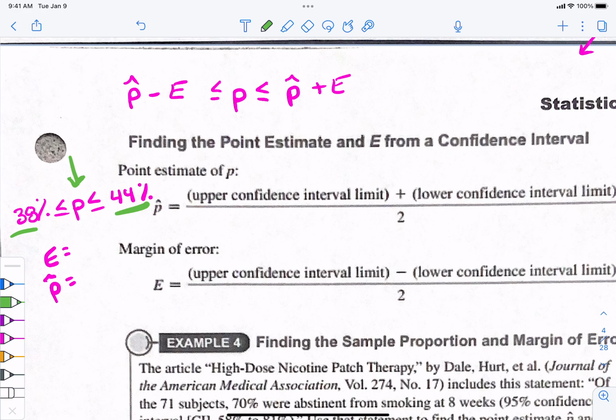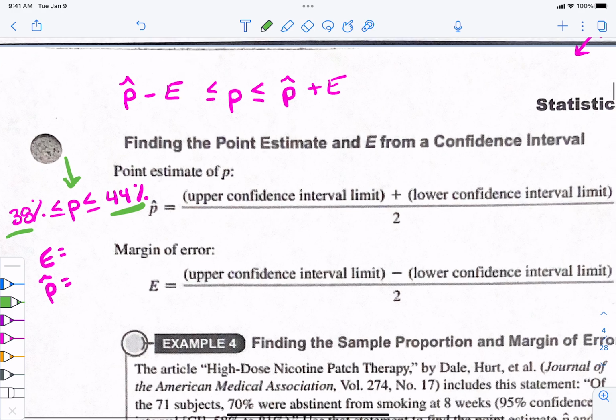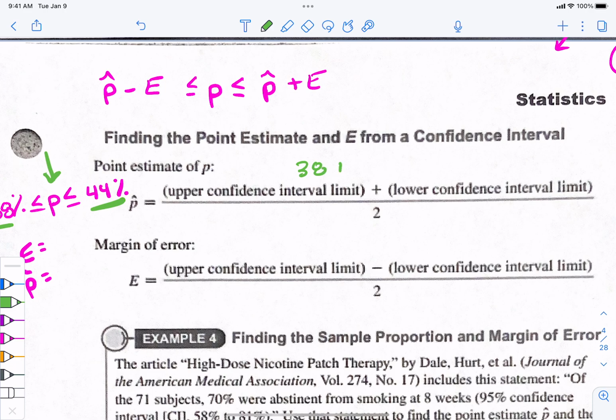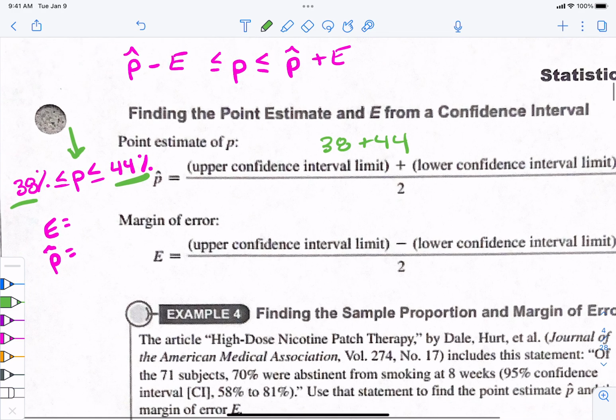You took the upper confidence level minus the lower confidence level. You took 38 plus 44 and divided by 2. You took the average, right? Some of you didn't divide by 2. I just did the simple math, 41%.